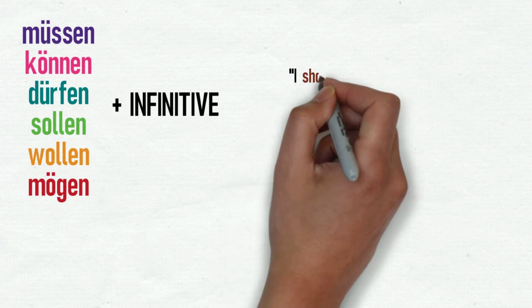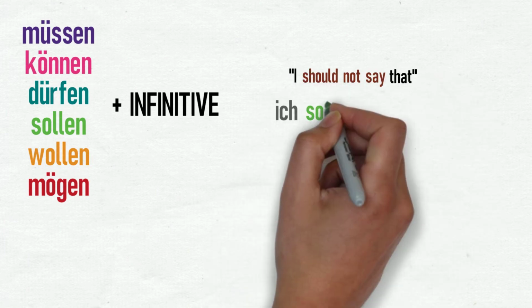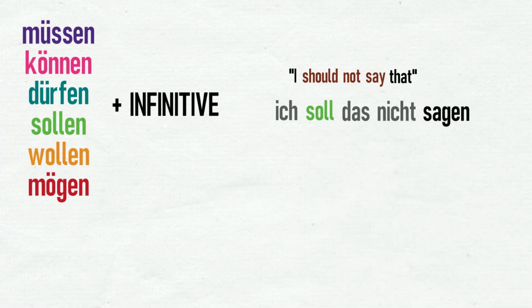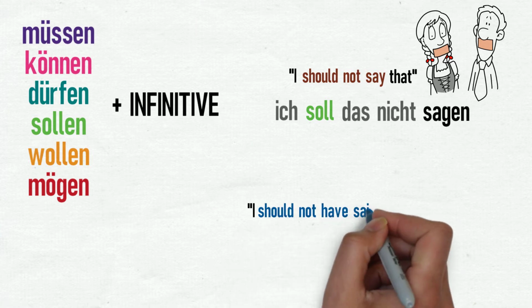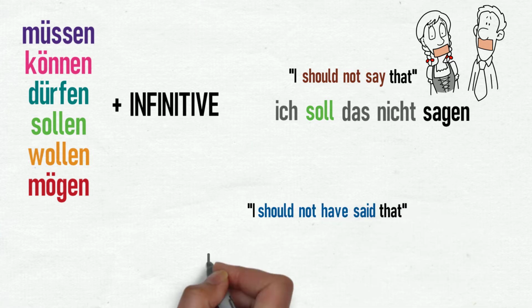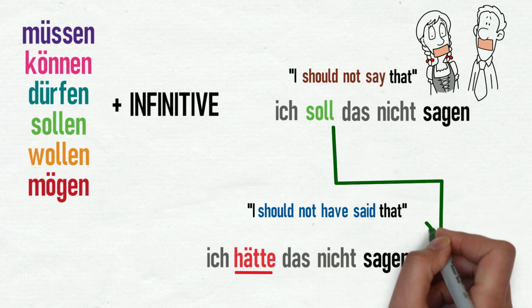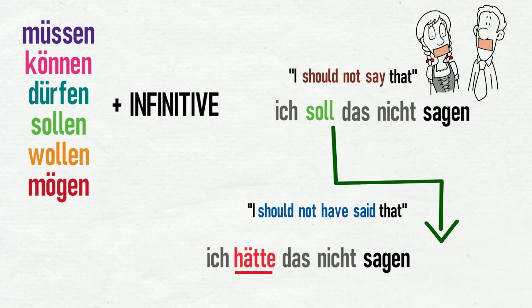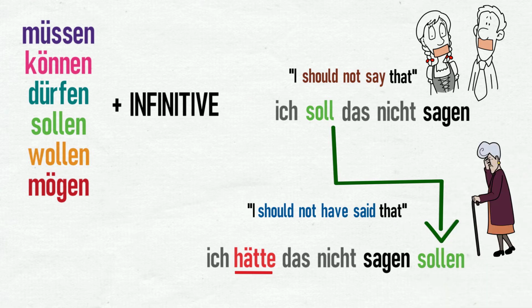To form the sentence, I should not say that, we would use Ich soll das nicht sagen. To form the conditional perfect phrase, I should not have said that, we can simply add the subjunctive form of haben in the second position. The form we need here is hätte. Next, we take the soll and put it into its infinitive at the end of the clause. So, I should not have said that is Ich hätte das nicht sagen sollen.